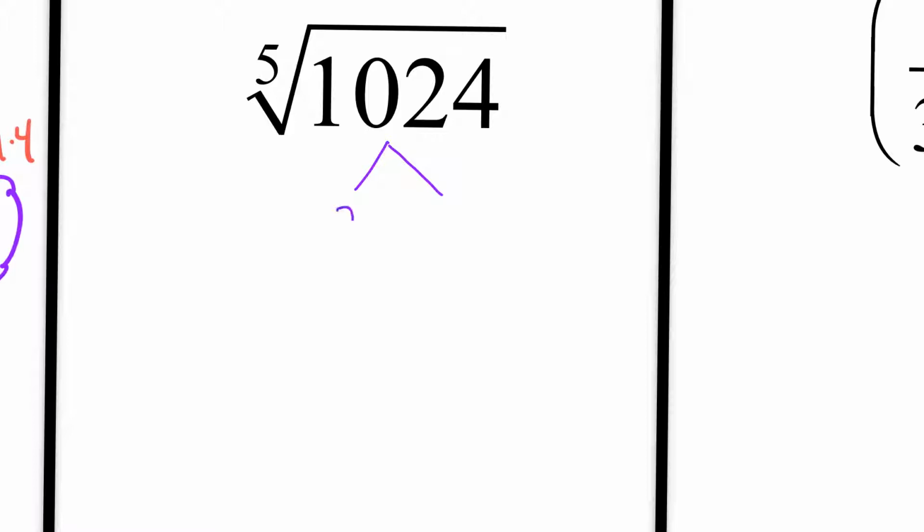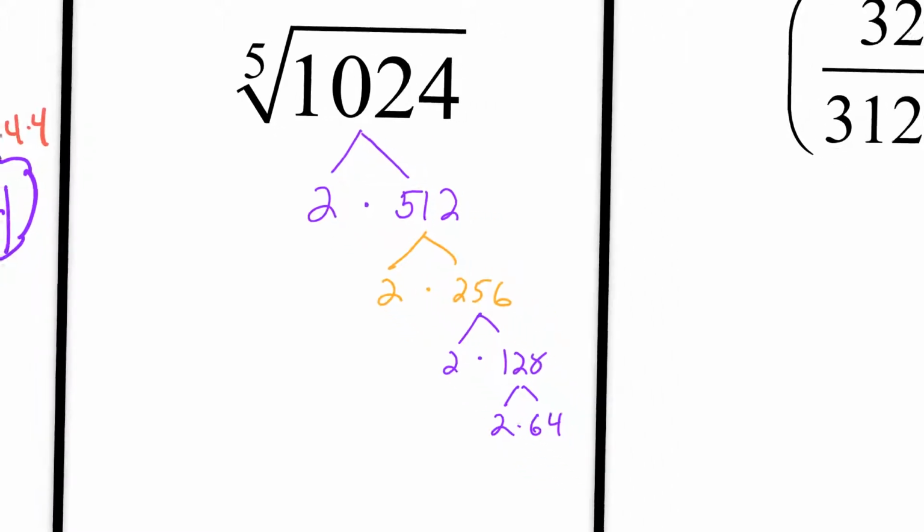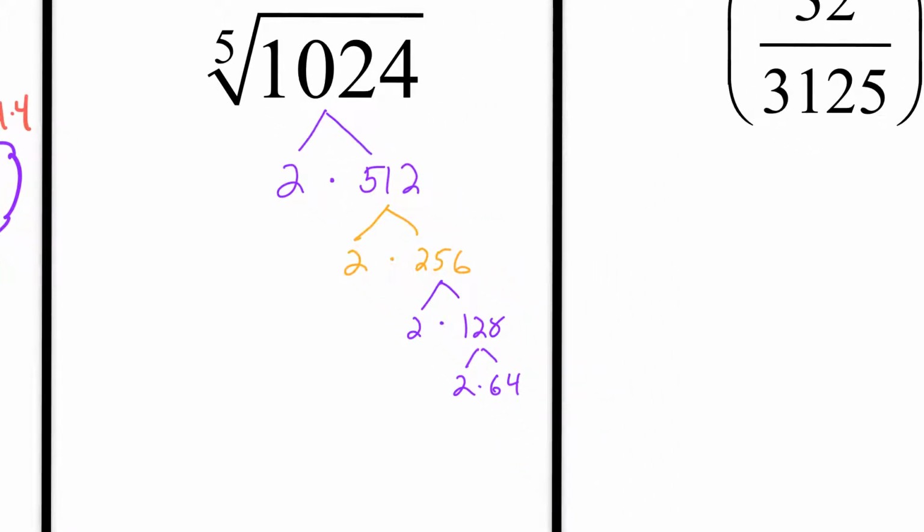So I know that 2 times 512. Now 512, it's also even, so 2 times 256, and 256, again, it's even, so I have 2 times 128, and the 128 is 2 times 64. It's a little bit of work, but you start breaking down the numbers.